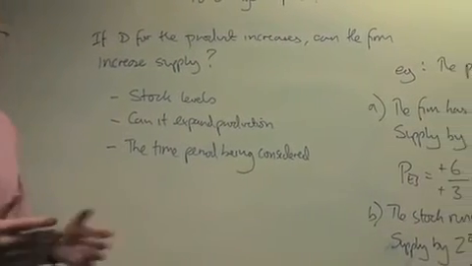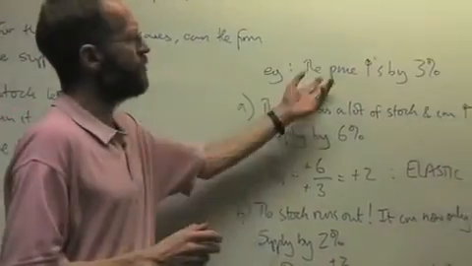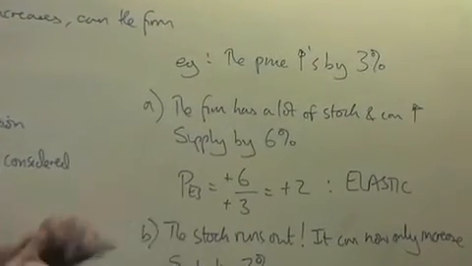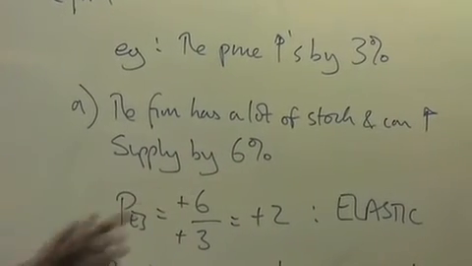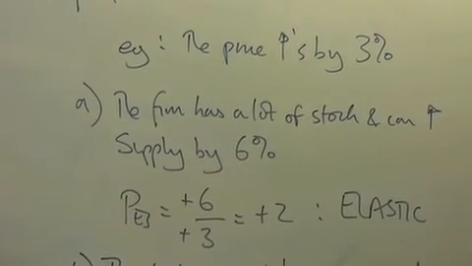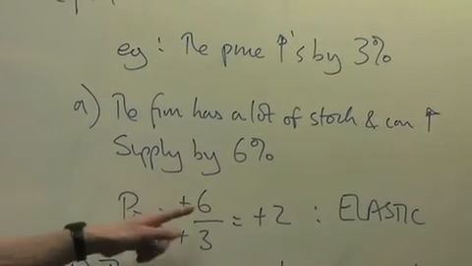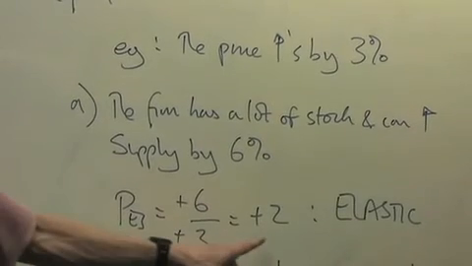So, you have to be able to do the numerical example, of course. So let's take an example. The price of a product increases by 3%. The scenario to begin with is that the firm has a lot of stock and so can increase supply by 6%. If you do the calculation, price elasticity of supply, percentage change in quantity supplied, plus 6, over percentage change in price, plus 3, gives you plus 2.